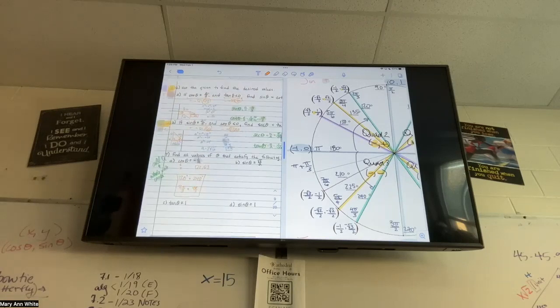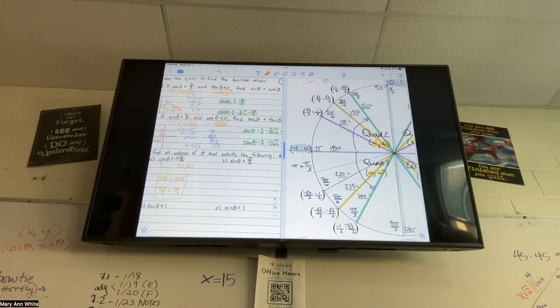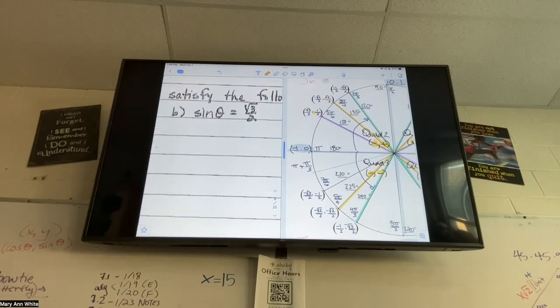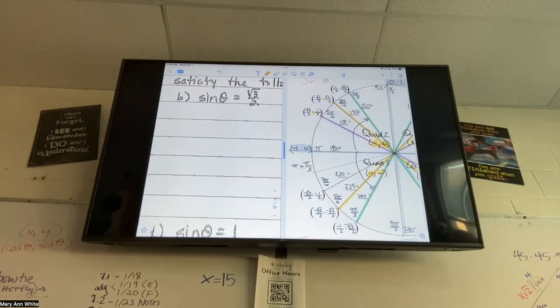Cool. All right, let's jump to letter B. Same idea. This time it says sine of theta equals root 3 over 2. Sine is which variable again? Y. So we want to find anywhere that my y is positive root 3 over 2. What quadrants am I looking in?